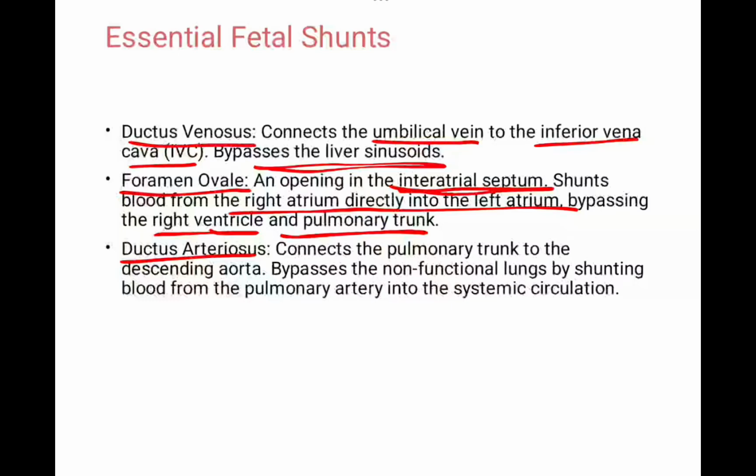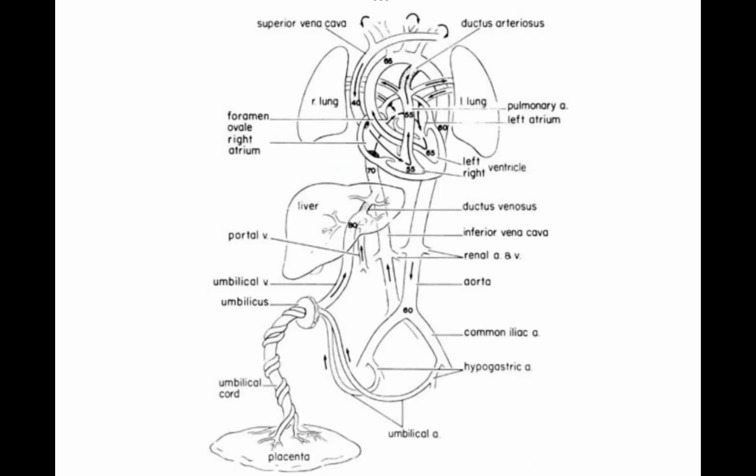So we have the ductus arteriosus, which connects the pulmonary trunk to the descending aorta. Remember, it connects the pulmonary trunk to the descending aorta. We already said that a little amount of blood goes through the right ventricle and the pulmonary trunk. If there is a situation where this blood is too much, the blood will be bypassed through the ductus arteriosus, bypassing the non-functional lungs by shunting the blood from the pulmonary trunk into systemic circulation, into the descending aorta. So this is what you have generally.